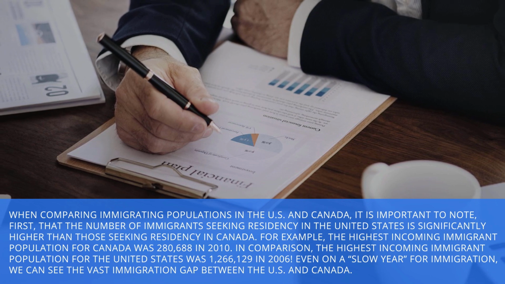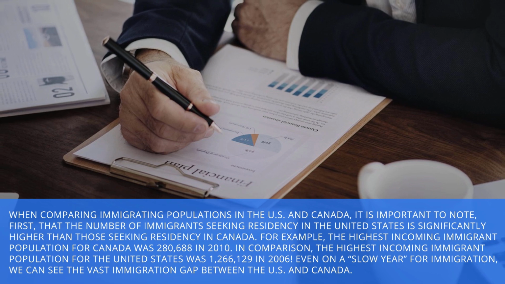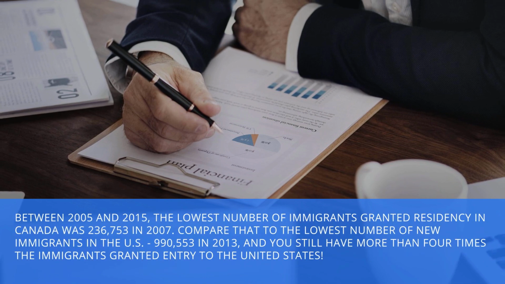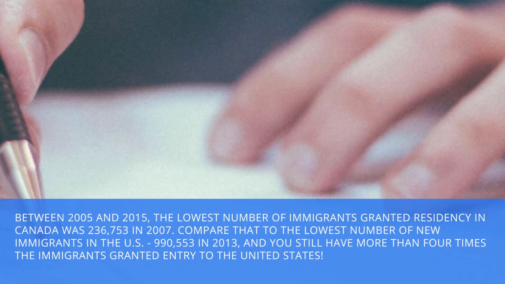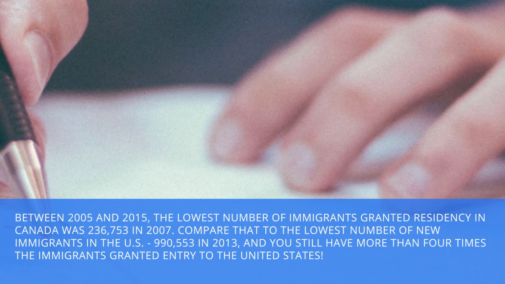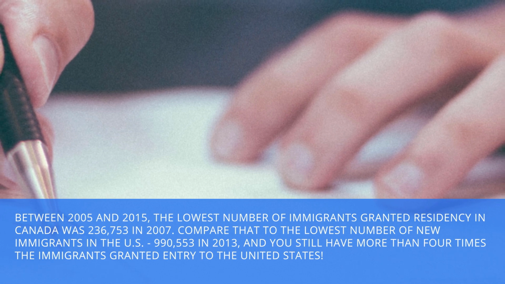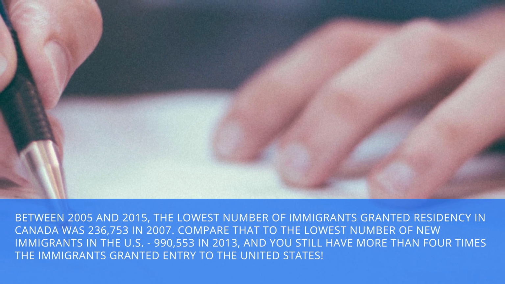1,266,129 in 2006. Even on a slow year for immigration, we can see the vast immigration gap between the United States and Canada. Between 2005 and 2015, the lowest number of immigrants granted residency in Canada was 236,753 in 2007. Compare that to the lowest number of new immigrants to the United States, 990,553 in 2013. You still have more than 4 times the immigrants granted entry to the United States.